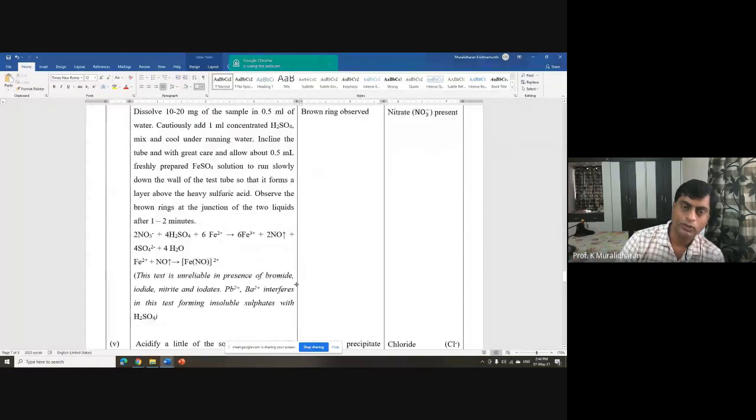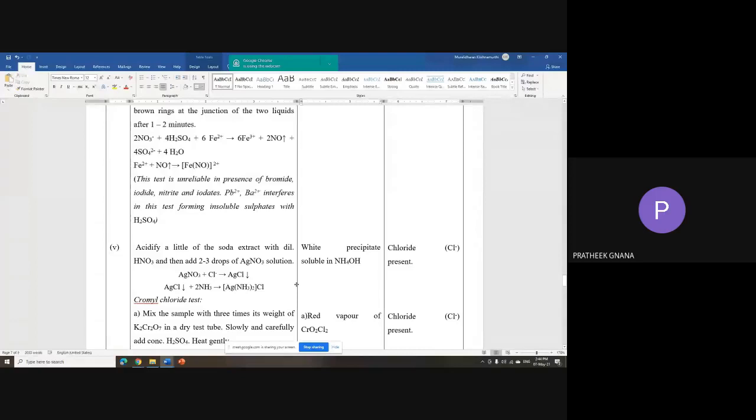Sir, since the lead here is only reacting with the sulfuric acid, giving the precipitate, can we add excess of H2SO4, remove the PPT, and again go with the solution part? Because the only thing we need is nitrate reacting with sulfuric acid, and the lead is interfering by giving some PPT. So can we remove that PPT and go for the test? You can filter out and remove that, and after that you can take the filtrate and do that.